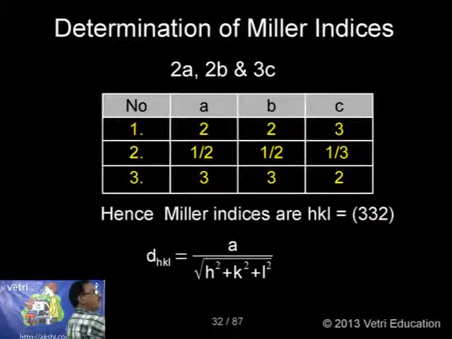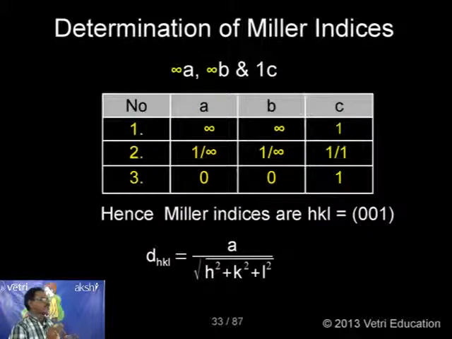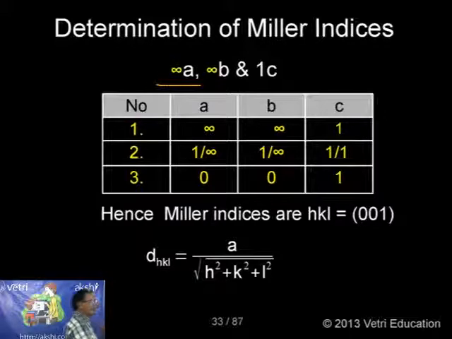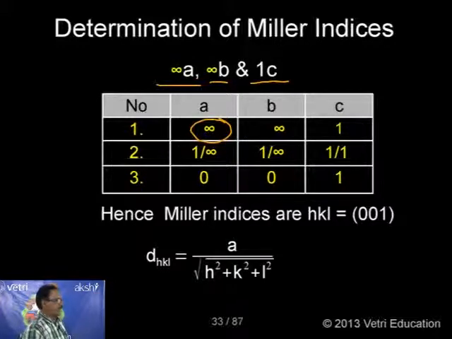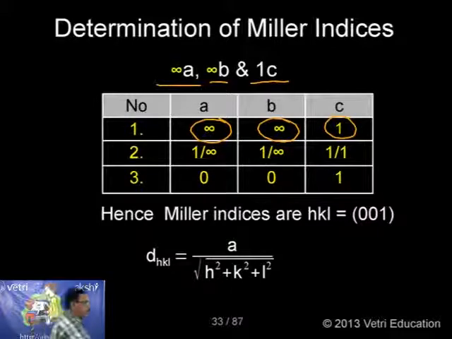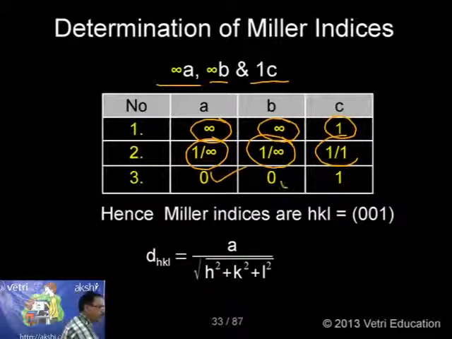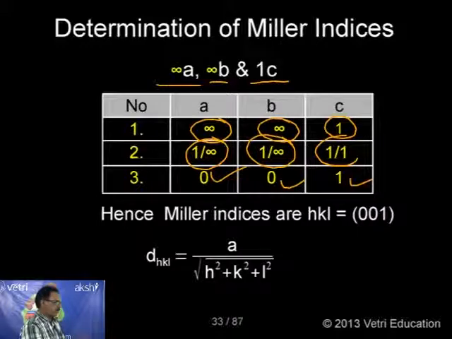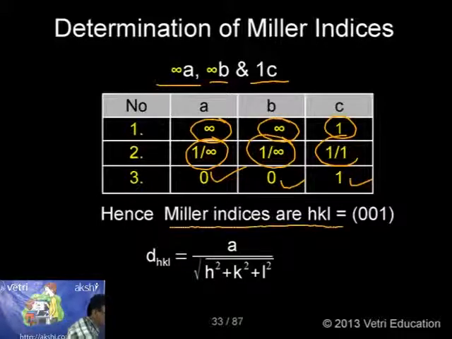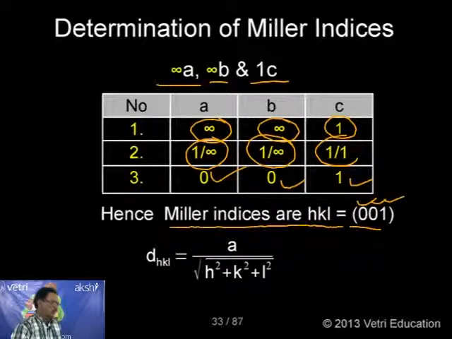Let me take another example where only one axis is cut, and for the other two axes the intercept is infinity. Under A, infinity; under B, infinity; and under C, 1. So the plane is not cutting the OX axis, and the OY axis is infinity, and the OZ axis is 1. For this, let me take 1 by infinity, 1 by infinity and 1 by 1. 1 by infinity is nothing but 0, 1 by infinity is nothing but 0, and this is 1. So for these intercepts, the Miller indices hkl are given within brackets as the 0, 0, 1 plane.